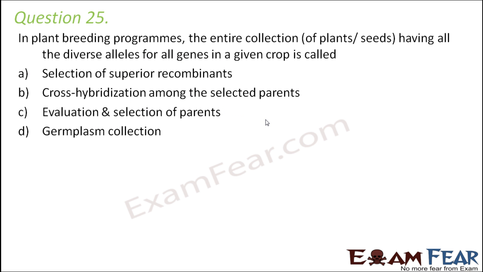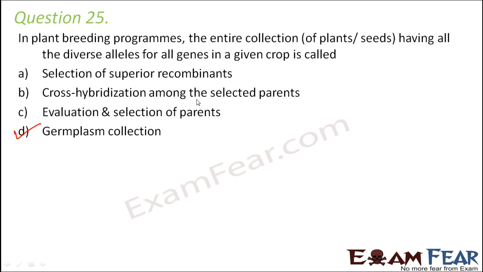Question number 25. In plant breeding programs, the entire collection of plants or seeds having all the diverse alleles for all genes in a given crop is called selection of superior recombinants, cross hybridization among the selected plants, evaluation and selection of parents, germ plasm collection. So the correct option would be germ plasm collection.